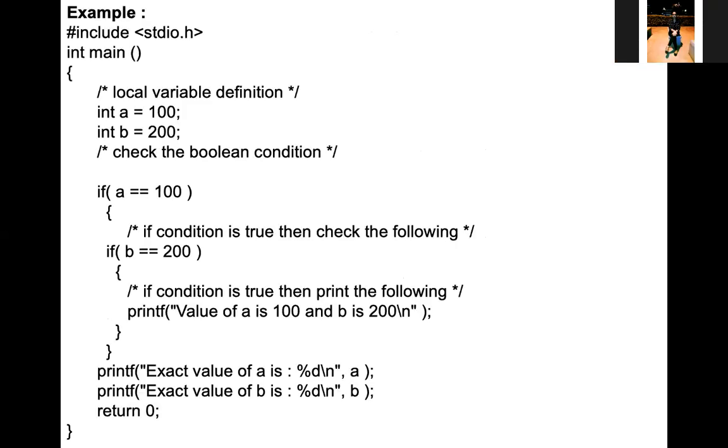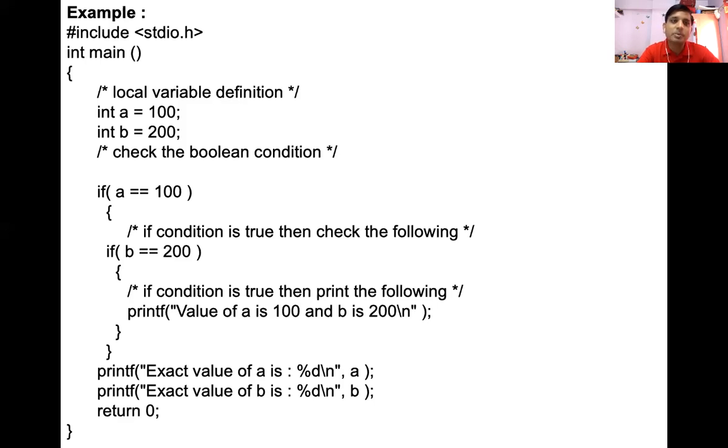Okay, so the example is again very easy here. Two variables are there, A is equal to 100 and B is equal to 200. Now we check if A equals 100. If A equals 100, then only it will go inside that if statement. Then it will check whether B is equal to 200, and it will print the value of A is 100 and B is 200.